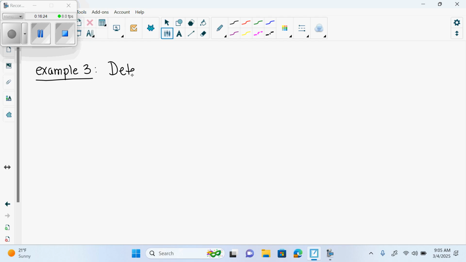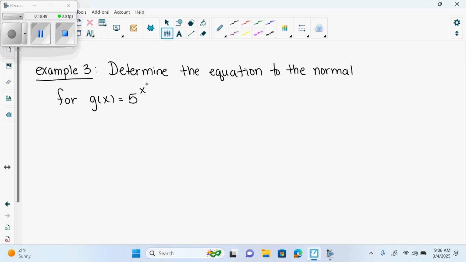Determine the equation to the normal. Just need to flip your slope and change the sign, right? It's the only difference. The equation to the normal for g of x equals 5 to the x squared minus 2 when x equals 1. I'll be nice.